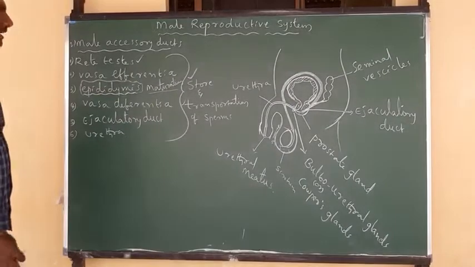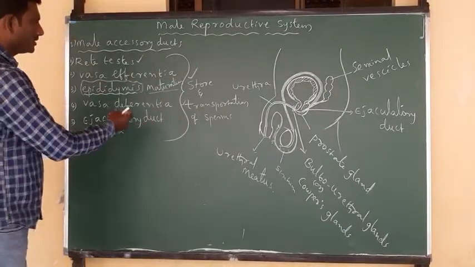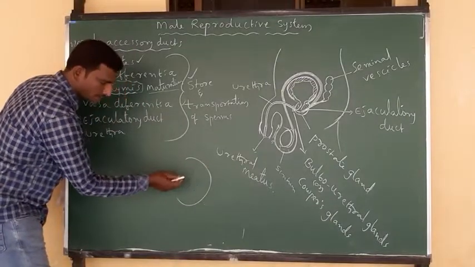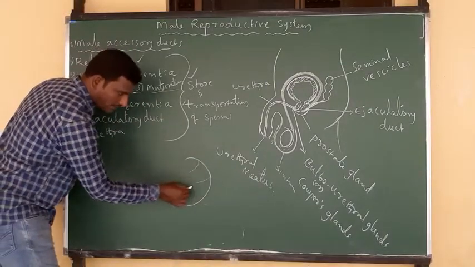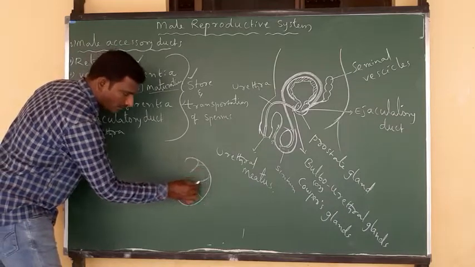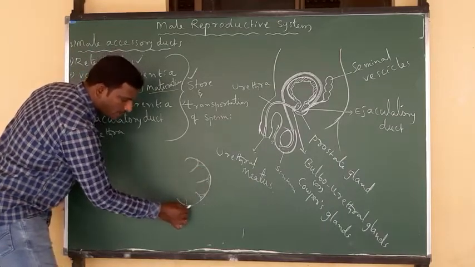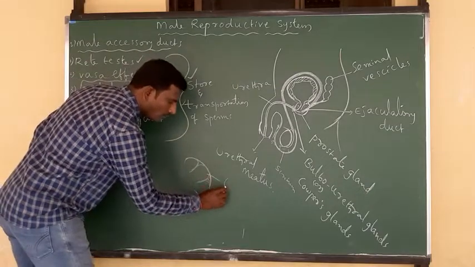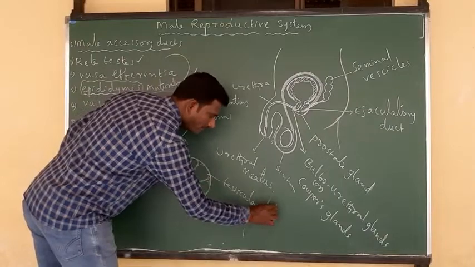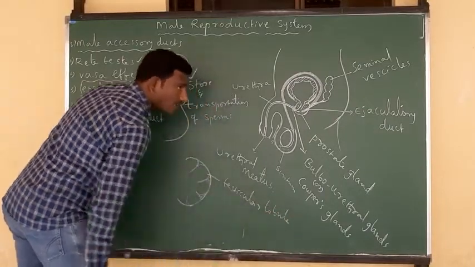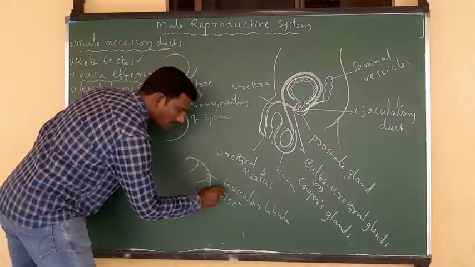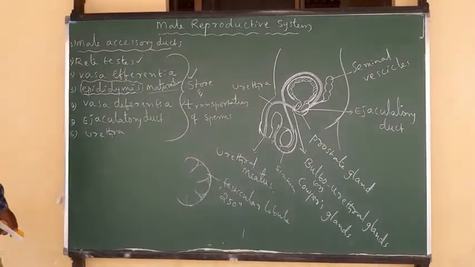Next, see here the transportation of sperm cells. Already yesterday we learned the internal structure of the testis. Each testis is divisible into 250 compartments. Each compartment is termed a testicular lobule. Like this, each testis consists of approximately 250 testicular lobules.